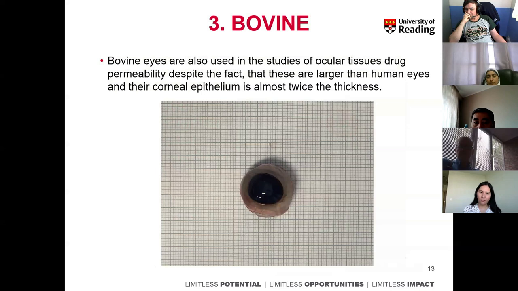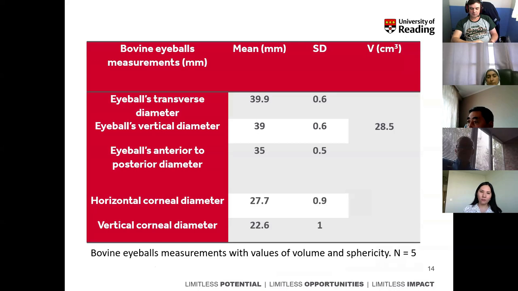Bovine eyes are also used in the studies of ocular tissue drug permeability, despite the fact that these are larger than the human eyes and their corneal epithelium is almost twice the thickness. And here are presented bovine eyeball measurements with values of volume.